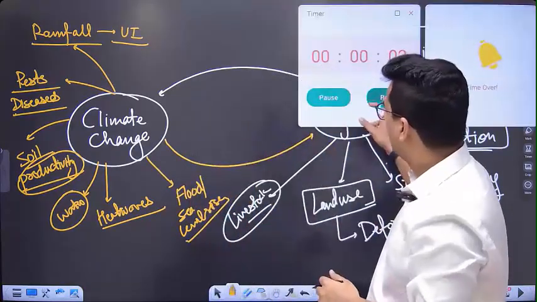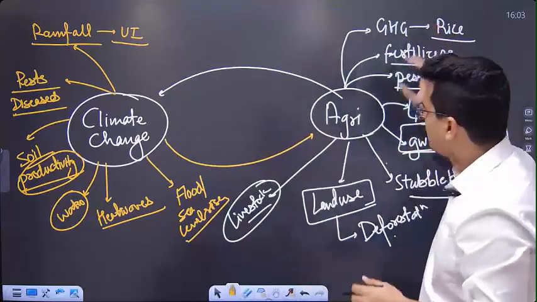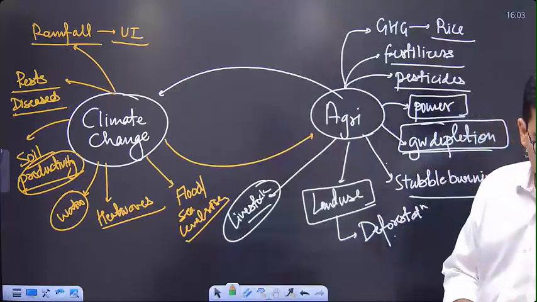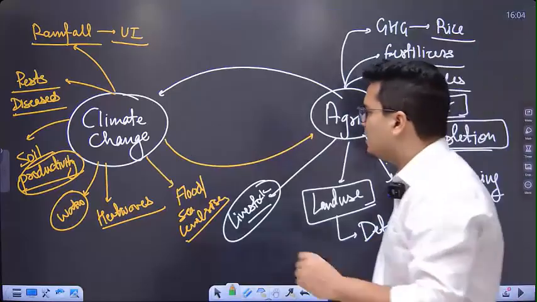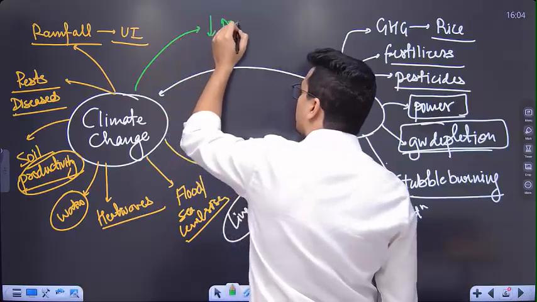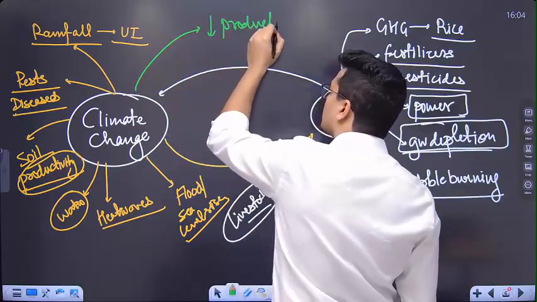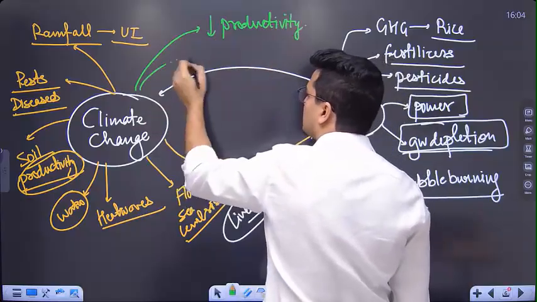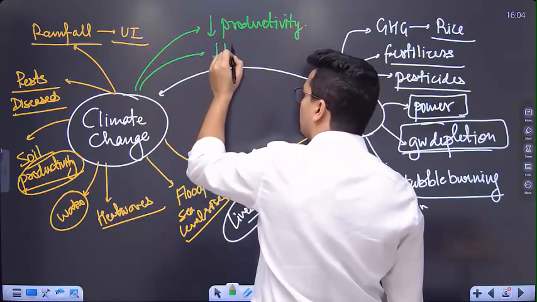So largely what we are seeing in terms of climate change's impact on Indian agriculture or agriculture in general, climate change will lead to declining agricultural productivity. Climate change will lead to declining farmer income.